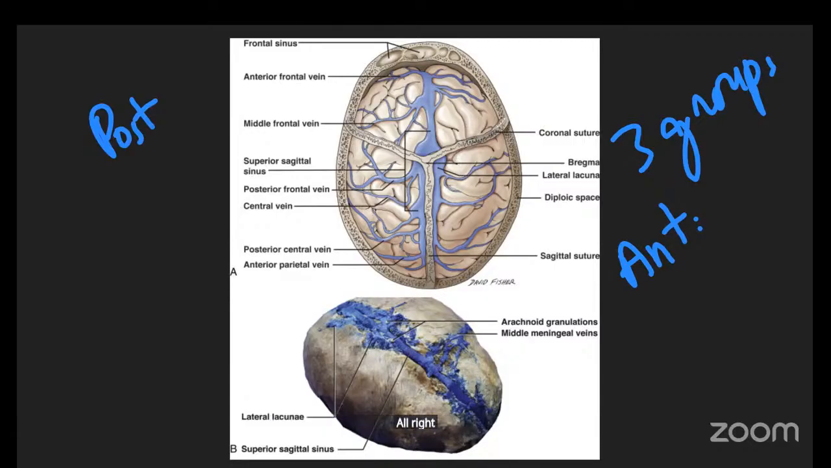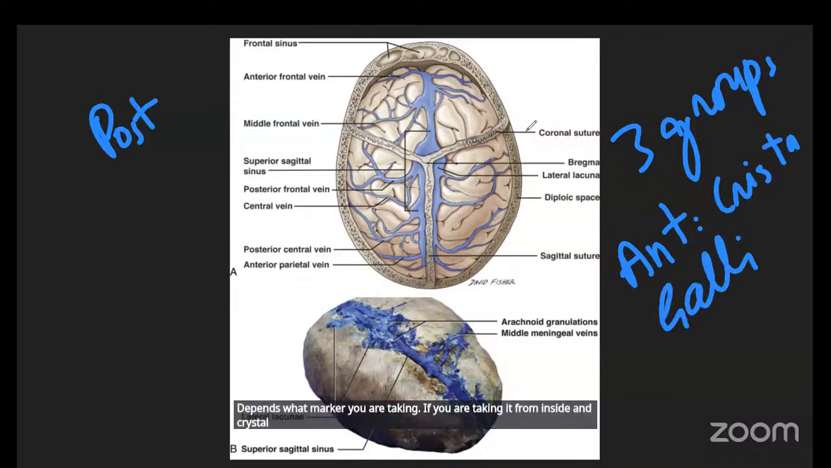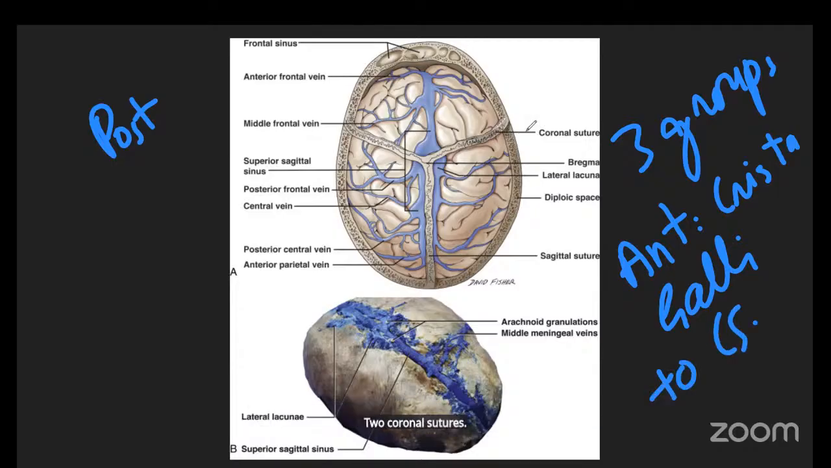Dr. Cole, I think it's from the prefrontal till the coronal sutures. Okay, anterior is, yes, from the crista galli or glabella to the coronal sutures, right? Depends what marker you are taking. If you are taking it from inside, then crista galli. If it is from outside, then glabella, to the coronal sutures. What about the middle portion?